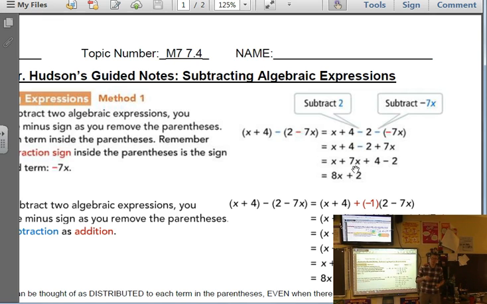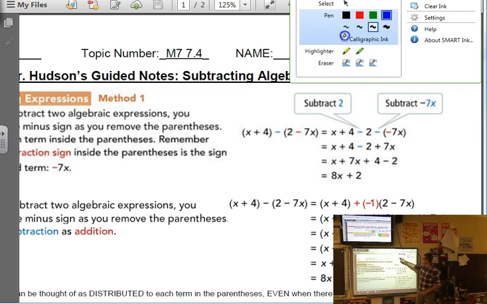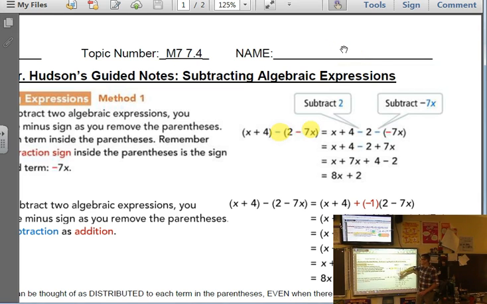So subtracting algebraic expressions. Give me your eyes for a minute. The biggest mistake people make is right here, because this is saying the opposite of everything in the parentheses. So that, when applied, goes here and here. The opposite of the 2 and the opposite of the -7. So the opposite of the -7 becomes a +7.